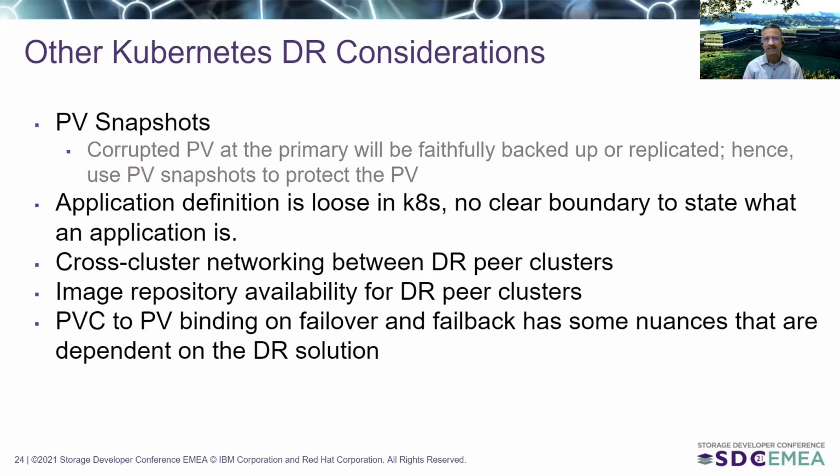And then how do I handle networking, cross-cluster networking between these DR peers? That doesn't come out of the box in Kubernetes. That requires an add-on. The other thing is the image repository, where your images are coming from. They need to be available across these DR peers so that when you're failing over, these images are available. The last point is the PVC to PV binding in the case of dynamic provisioning on failover and failback, which has some nuances that are dependent on the DR solution.